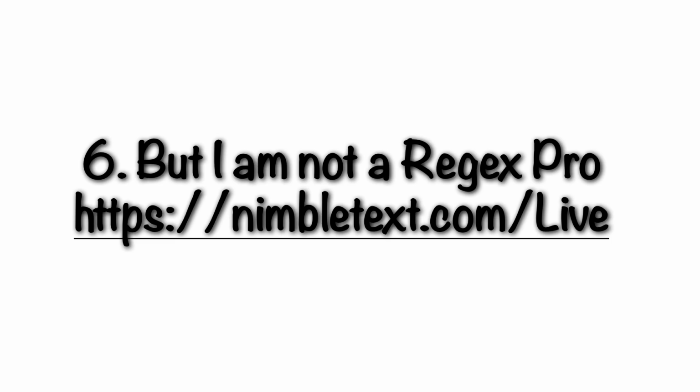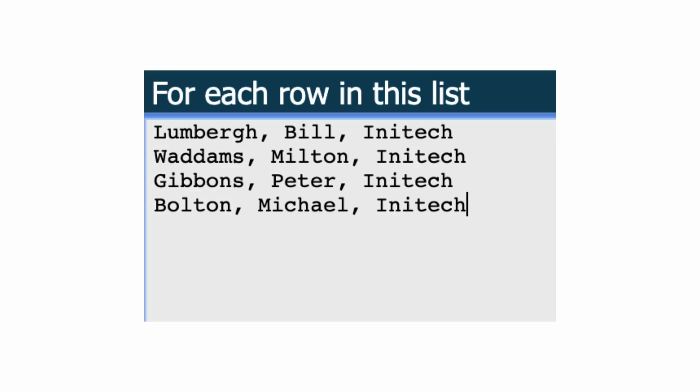All right. I know that I had mentioned REGEXR, but if you're not a Regex Pro, you can still do a lot of awesome things using nimbletext.com. So they have a desktop application, as well as you can try this on their website. Just add a /live to the URL. And how this works is that you paste in certain text from which you want to extract some data. In this case, I have some names and their companies.